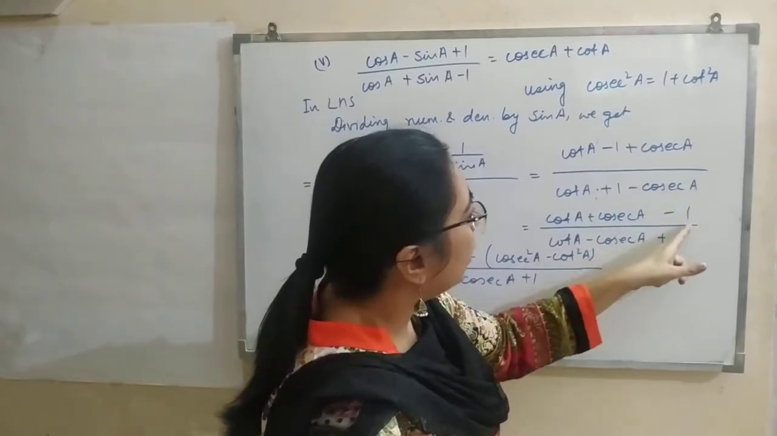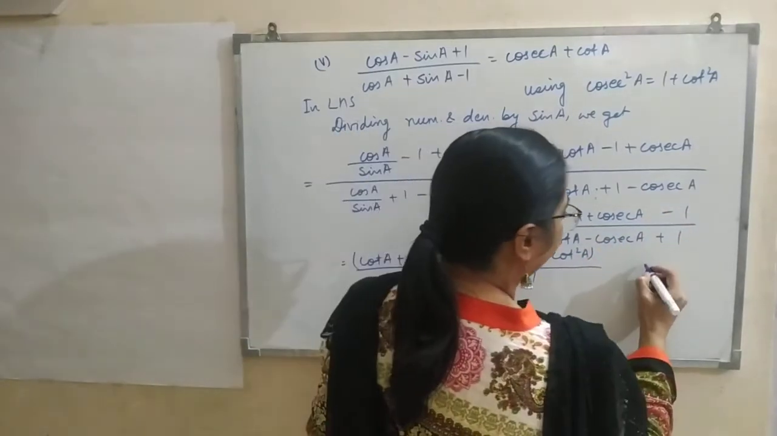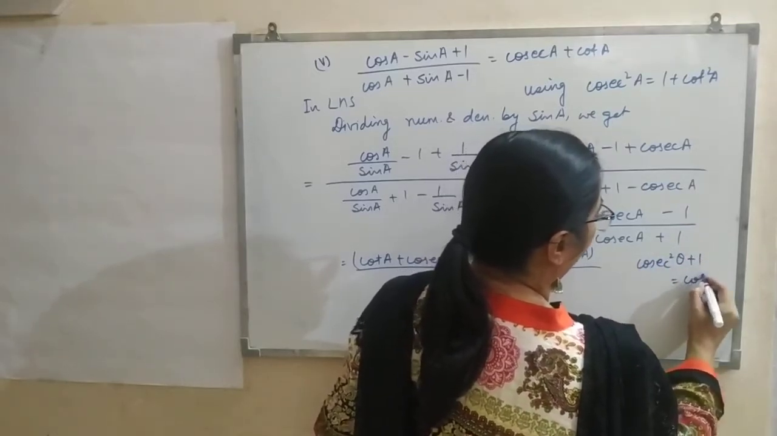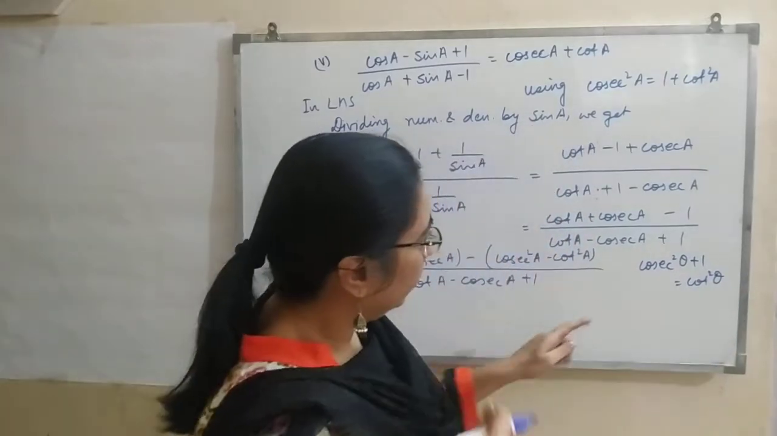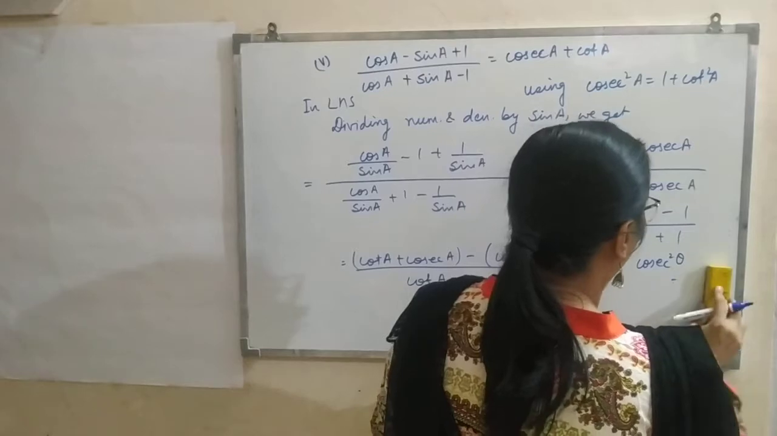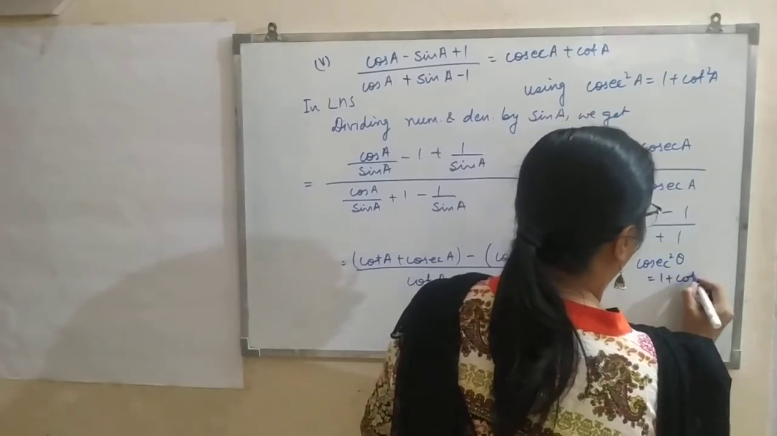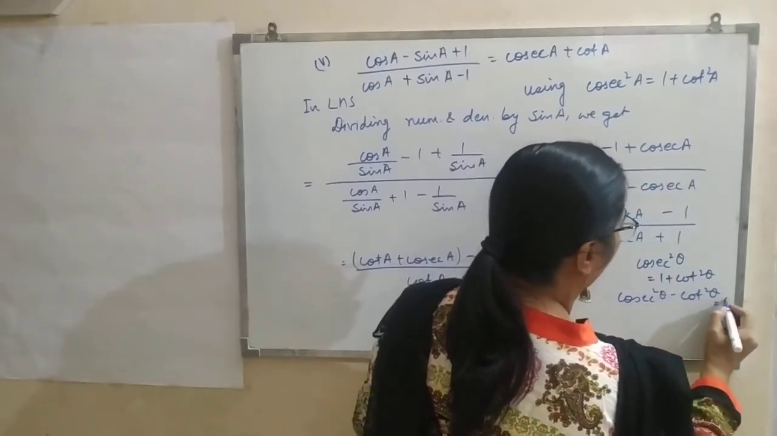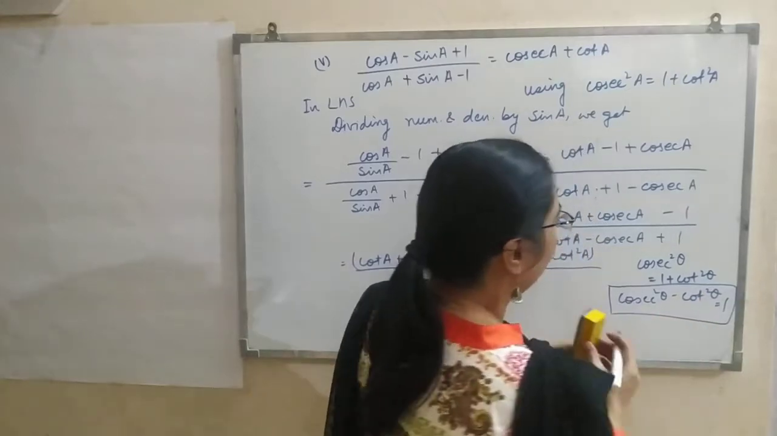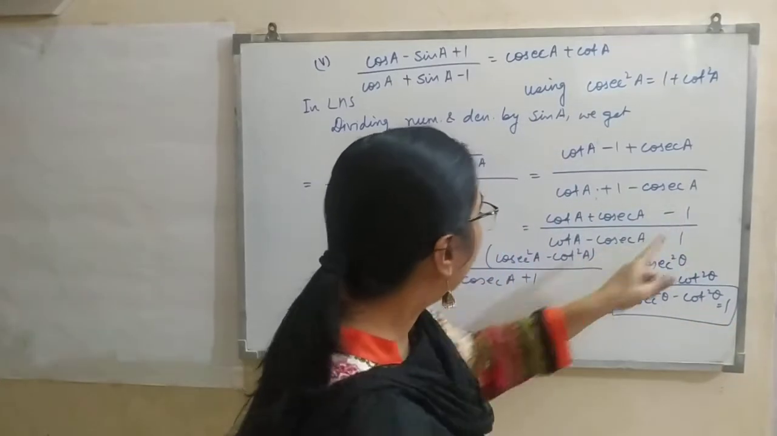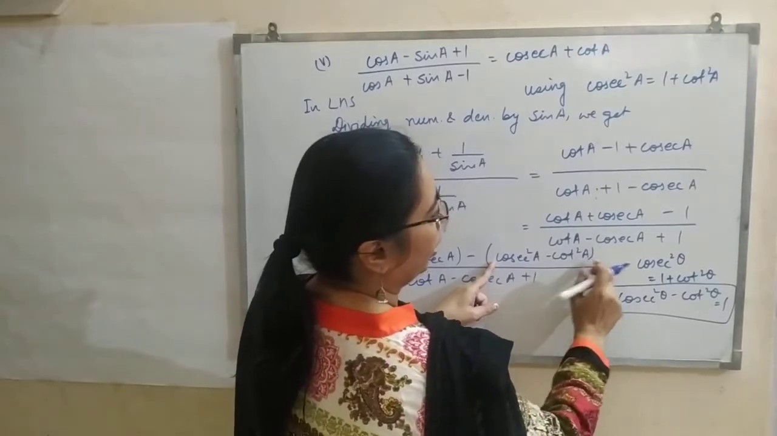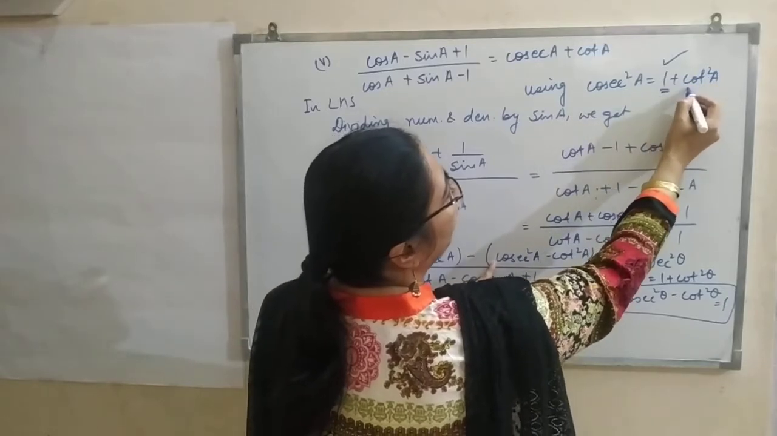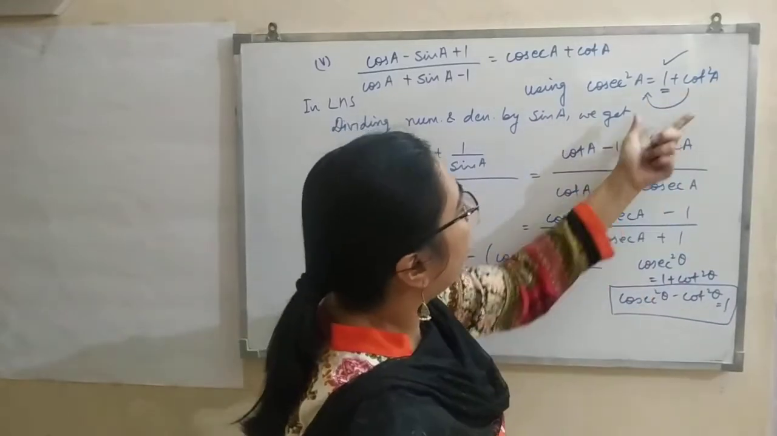Now I have seen that this is 1 and I know the identity cosecant square theta is equal to 1 plus cotangent square theta. So I can write cosecant square theta minus cotangent square theta is equal to 1. I can use this identity also. So I am replacing this 1 by cosecant square a minus cotangent square a. I am using this identity. This was the identity given to us and I am using it.